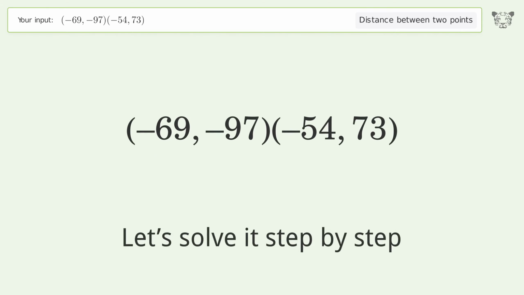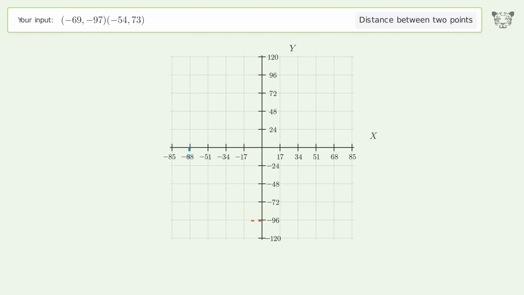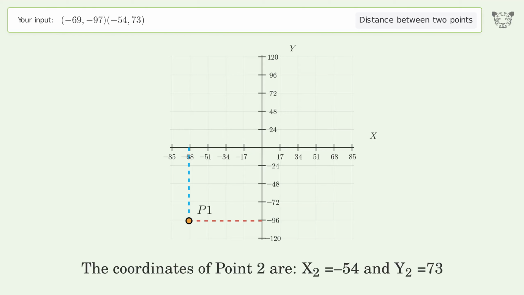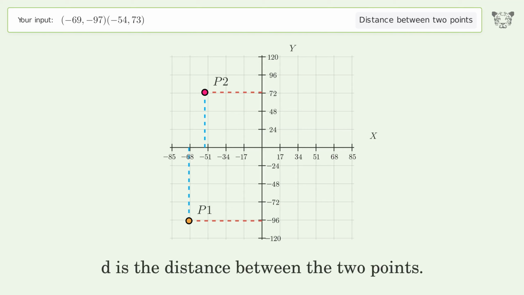The coordinates of point 1 are, x1 equals negative 69 and y1 equals negative 97. The coordinates of point 2 are, x2 equals negative 54 and y2 equals 73. D is the distance between the 2 points.